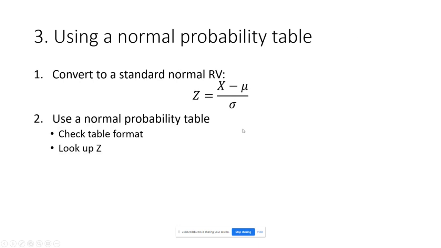And then we use a normal probability table. When you're doing this, be sure to check the table format and then look up the value of z and interpret it based on the table format, because some tables will give you the probability of being less than, or greater than, or in between. So pay attention to what format the table is in.